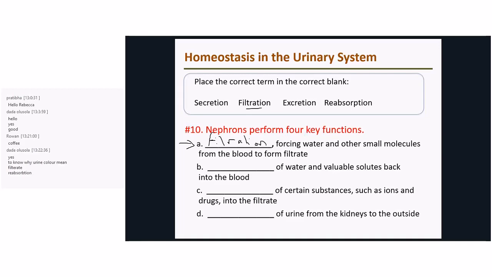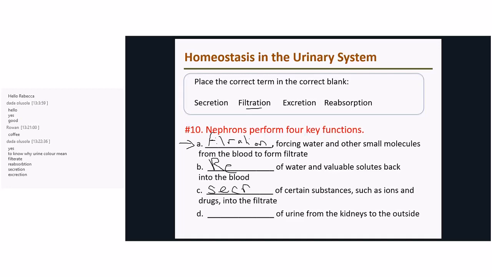B, so of water and valuable solutes back into the blood. That's right, it's reabsorption. Reabsorption, yep. C, so of certain substances such as ions and drugs into the filtrate is secretion. That's right. And then the last one is blank of urine from the kidneys to the outside, and that's excretion. Good. So being familiar with those 4 processes will probably be important on your quiz.